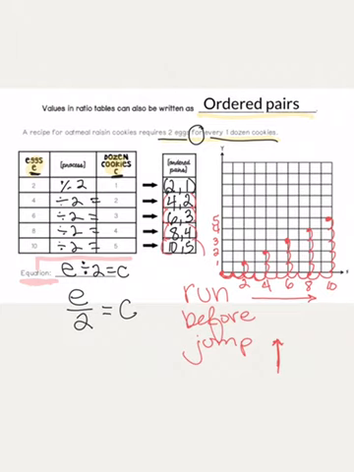Now the last part is connecting the dots. If you've done this correctly, these should form a straight line. So you're going to draw a straight line to the best of your ability. We put an arrow at the end of our straight line to show that this could continue on and on and on. And there we go.